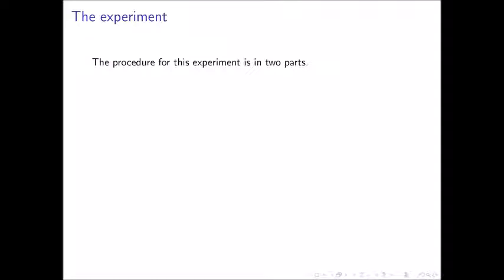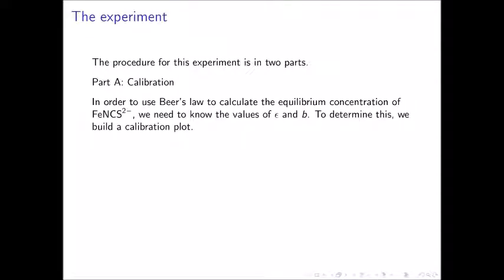The procedure for this experiment has 2 parts. Part A is the calibration. In order to use Beer's law to calculate the equilibrium concentration of the complex, we first need to know the values of epsilon and b. To determine these, we build a calibration plot.